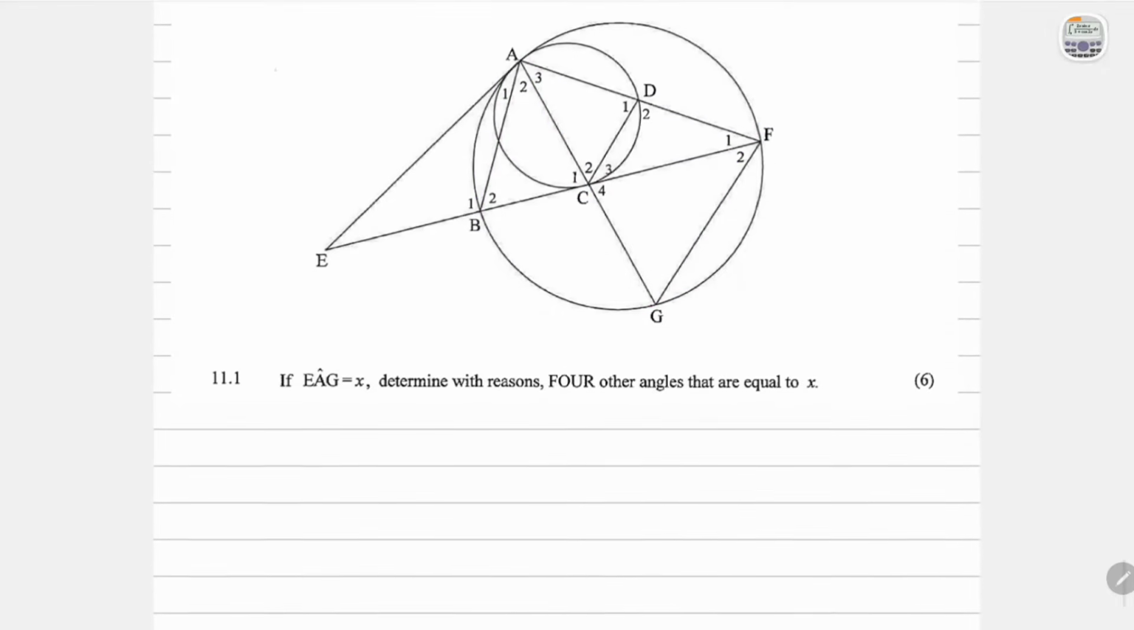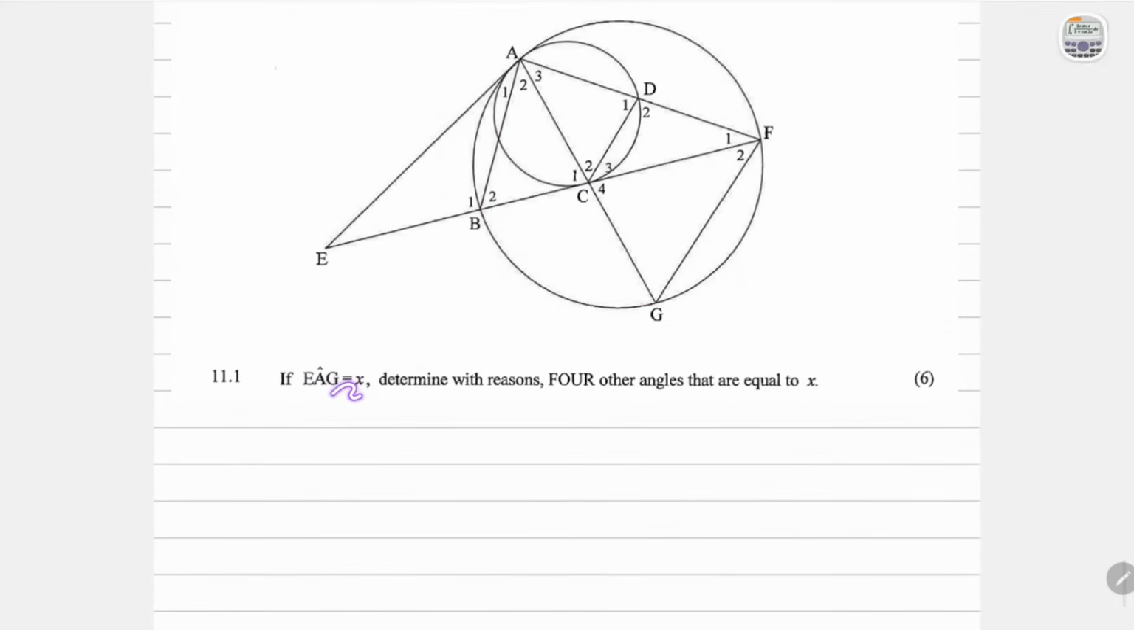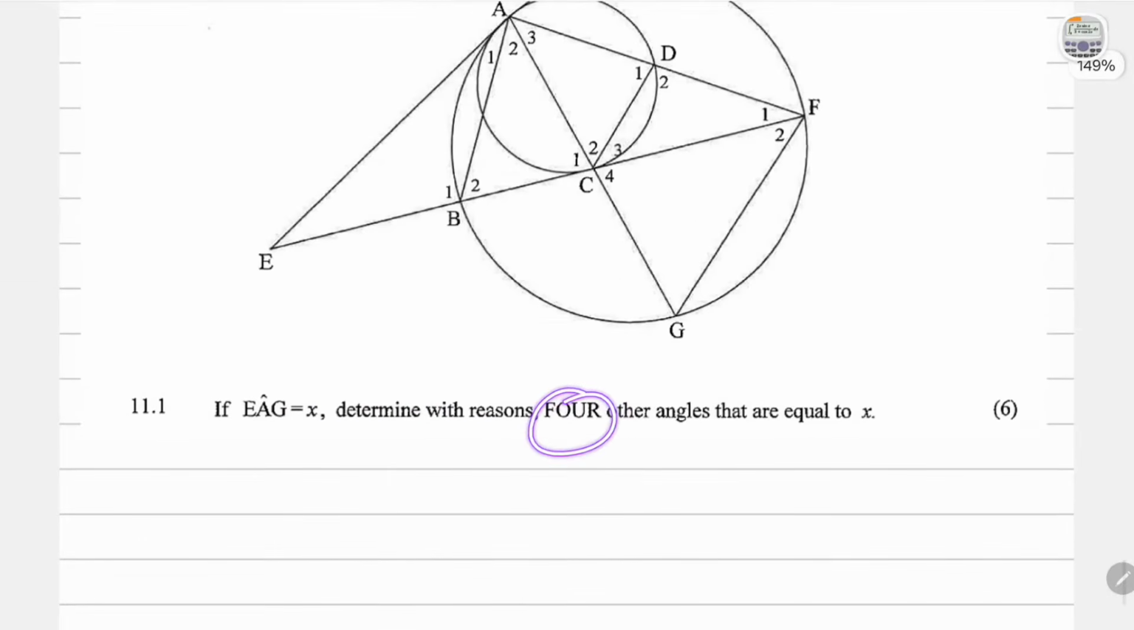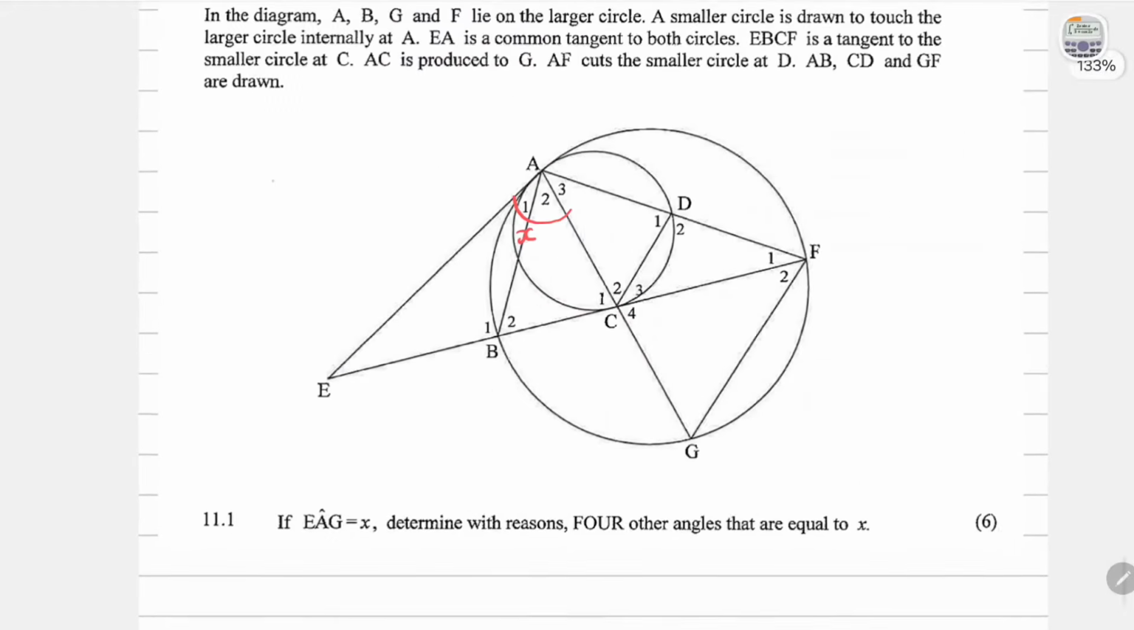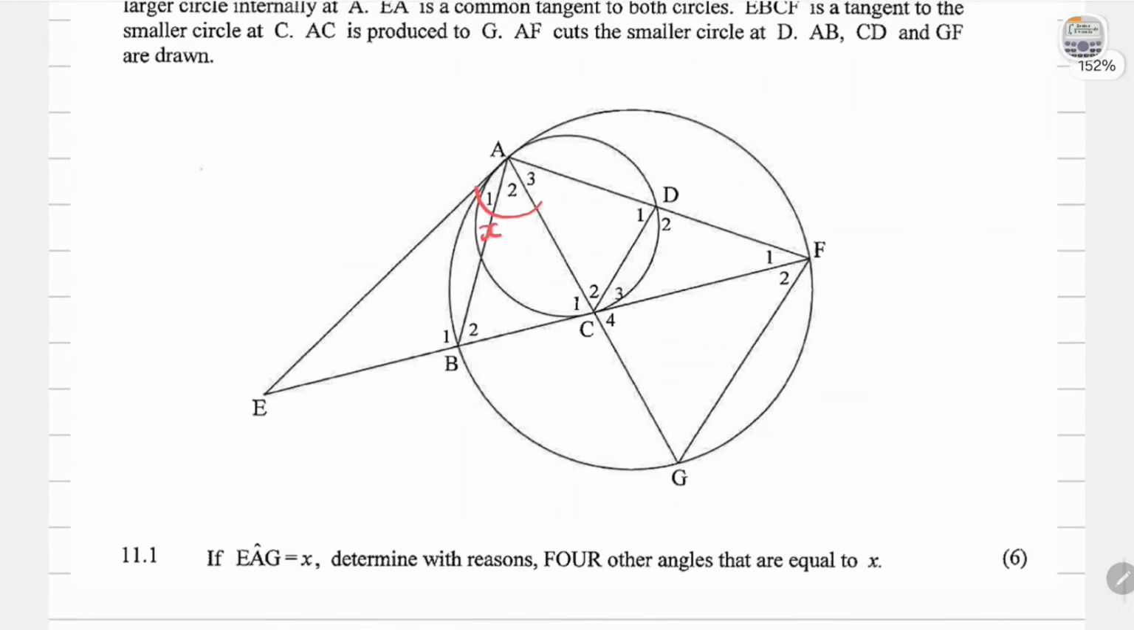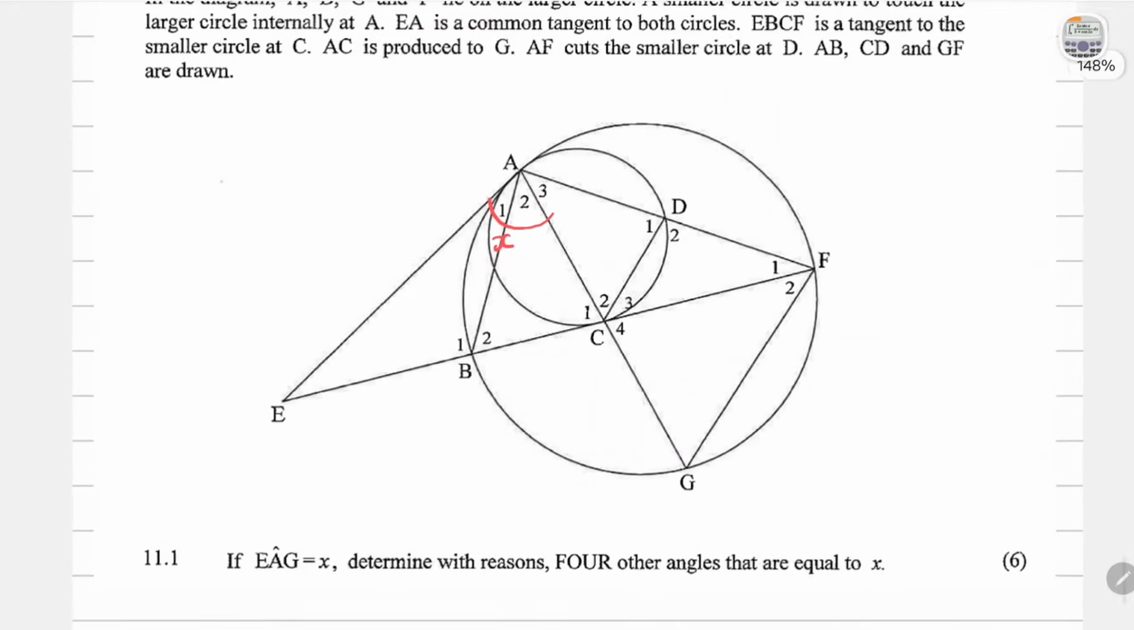Question 11.1 says, if EAG is equal to X, determine with reasons 4 other angles that are equal to X. So EAG is this angle over here, E to A to G. So this angle here is X. 4 other angles that would be equal to X. Okay, so they already put EAG where we have a tangent, the tangent to both circles. So we can use it like that.